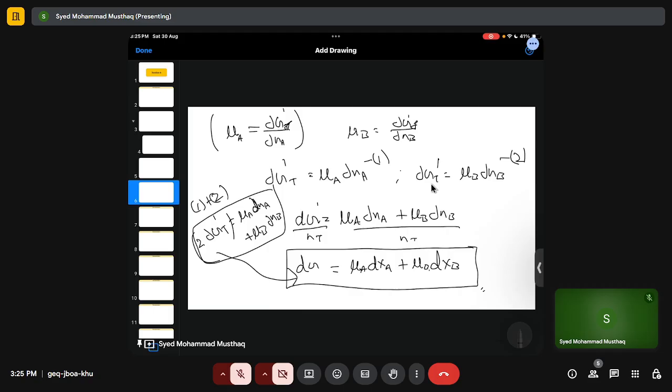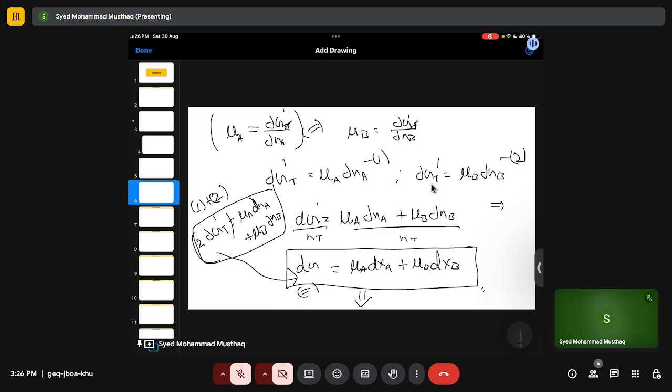That's why I wrote it like this. The total change in free energy will be the chemical potential times dXA plus the chemical potential times dXB. That's how you arrive at this equation, because we have defined our chemical potential. What is the chemical potential? The chemical potential of A is nothing but the change in free energy when you add A moles, and the chemical potential of B is nothing but the change in free energy when you add B moles.